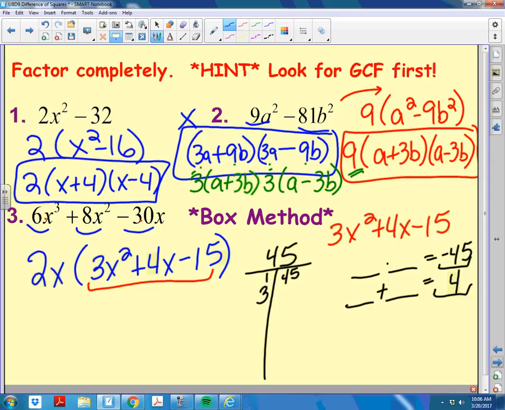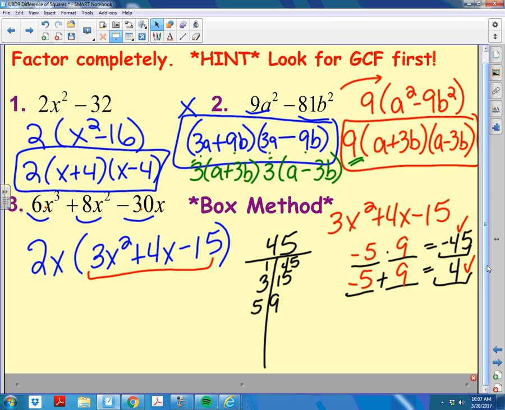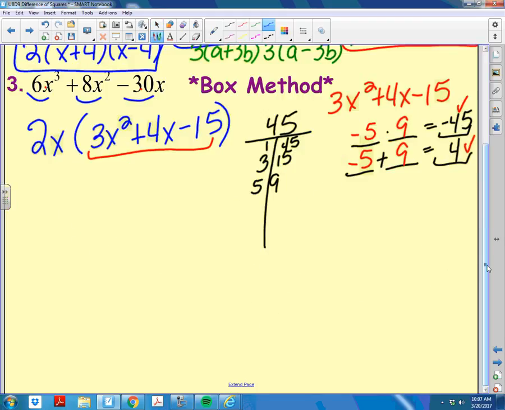2, 3, 15, 4, 5, and 9. 5 and 9 will do. Which one gets the negative between 5 and 9? 5 does, because negative 5 times 9 equals negative 45, and negative 5 plus 9 gets me the positive 4 I'm looking for. As you can see, guys, the math gets busy. You have to know what you're doing.